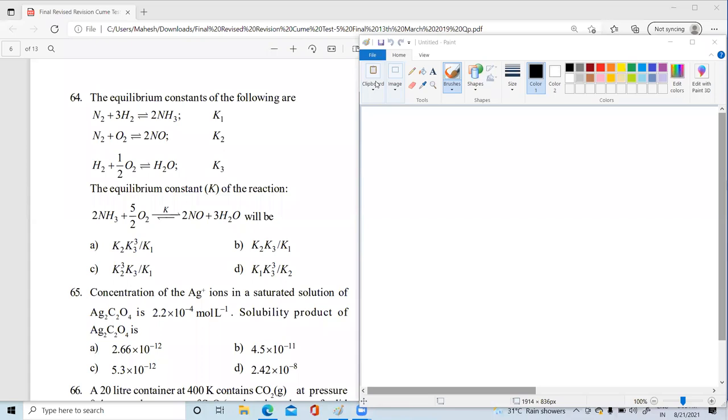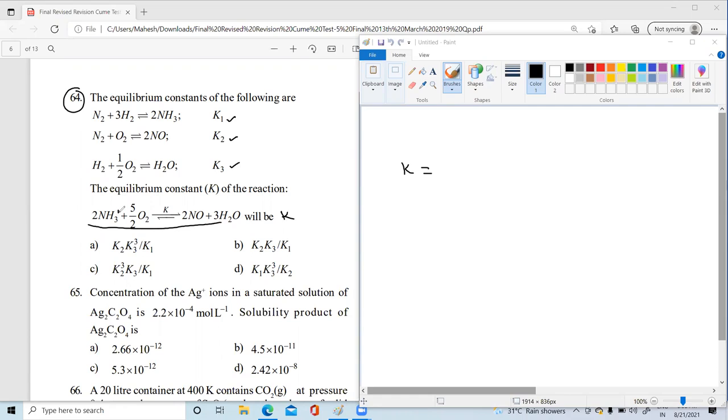Next, we can go to student question number 64. The equilibrium constants of the following reactions are given. Equation number 1 here is K1, this is K2, this is K3. For this reaction, they're asking for the equilibrium constant. So K equals, here.